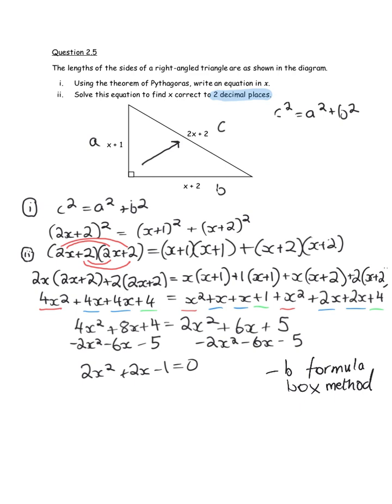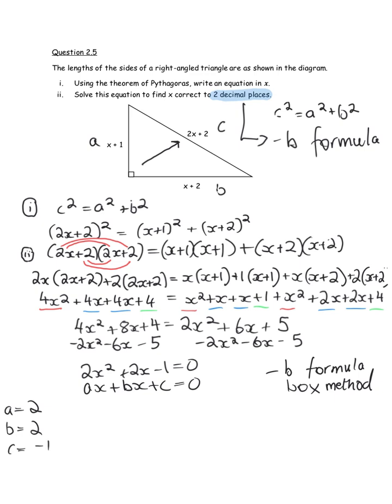But every time it says correct to 2 decimal places, that means x isn't going to be a whole number, so we have to use the minus b formula. So every time you see correct to 2 decimal places or 3 decimal places or in surd form or anything like that, you're always going to use your minus b formula. So making sure with your minus b formula it always needs to be in the form ax squared plus bx plus c is equal to 0. So in this case, a is going to be 2, b is going to be 2 also, and c is going to be minus 1.